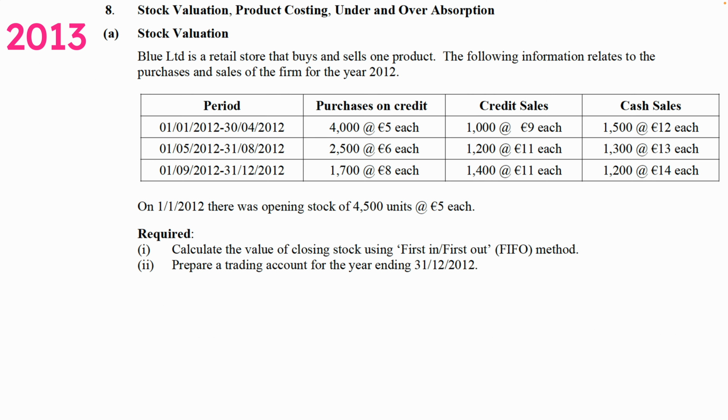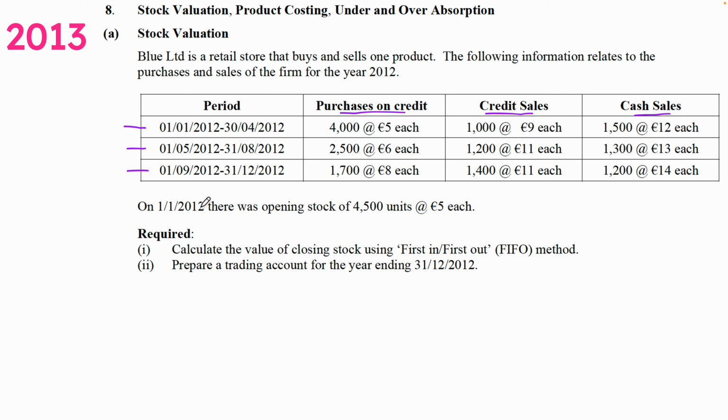Okay, so we're going to get started then in part A, which is all about our FIFO stock valuation. So this crowd buys and sells just one product. There's 3 4-month periods of the year that they break their information down into. You can see that they've got purchases on credit, credit sales, cash sales, and you can see that they buy and sell different amounts and at different euro amounts as well.